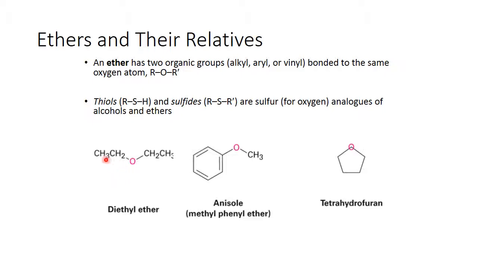The examples of ethers are shown here. You can see this one's called diethyl ether. Notice there's a carbon chain on either side of the oxygen, and of course the oxygen has two non-bonding pairs. Anisole, this is a common name. Anisole has a phenyl group on one side and a methyl group on the other side. A common name for it is methylphenyl ether.